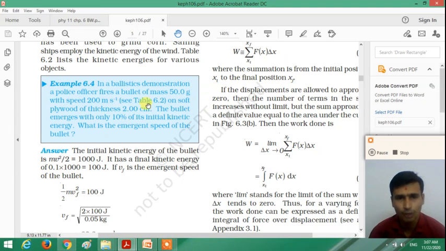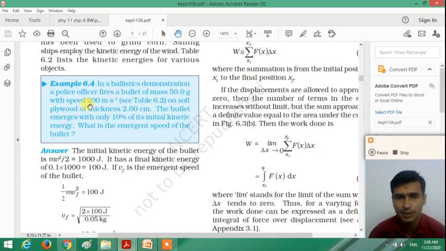On soft plywood of thickness 2 centimeter. The thickness of the plywood is given as 2 centimeter. We need to convert it into meter: 2 into 10 raised to minus 2 meter. The bullet emerged with only 10% of its initial kinetic energy. What is the emergent speed of the bullet? Here we need to find the emergent speed of the bullet, that means the final speed of the bullet.